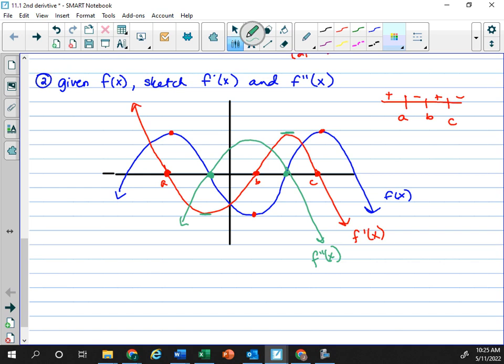Which one? Sorry. I'm just trying to go from f prime to f of x. Okay, so decreasing below the x-axis. Increasing above the x-axis, decreasing below. Yep, you can always do that, because the green one is the first derivative of the red.